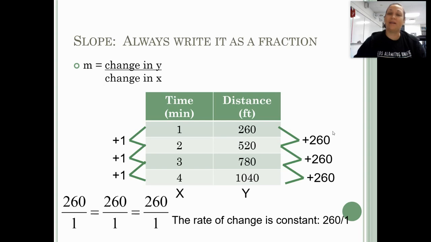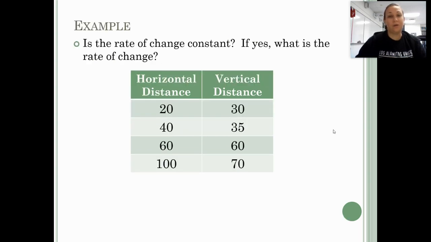Let's take a look at another table. Make sure to pause the video and copy the table into your notes before we start working on it. I'm going to start again with the first column, which is my x's. And so to get from the first number to the second number, from 20 to 40, I needed to add 20. To get from 40 to 60, I also needed to add 20. And to get from 60 to 100, this time I needed to add 40.